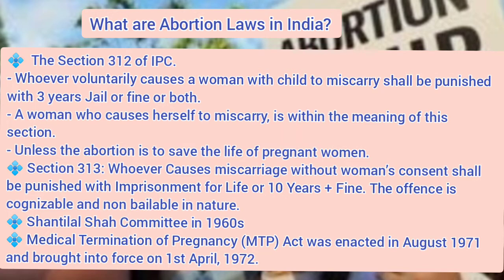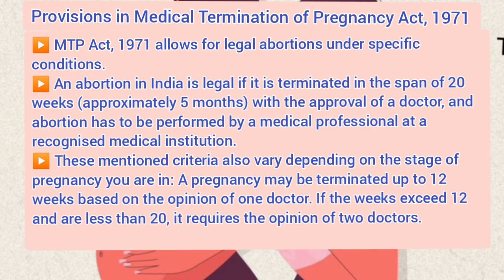The Medical Termination of Pregnancy Act 1971 was enacted to overrule those sections of the IPC that I have mentioned earlier, that is 312 and 313, and to provide for the termination of certain pregnancies by a registered medical practitioner. Now in India, the Medical Termination of Pregnancy Act 1971 allows for legal abortion under specific conditions. Okay, so what are those specific conditions?